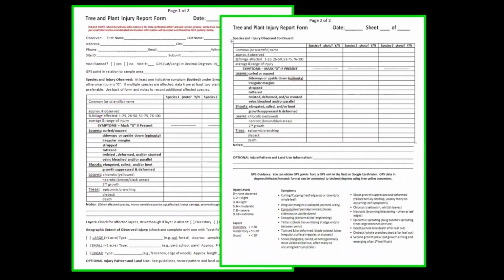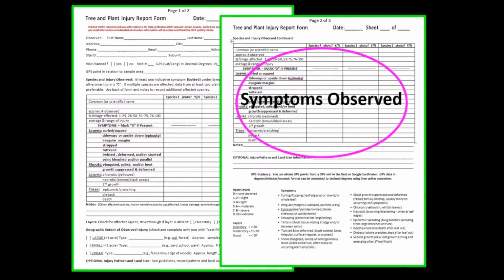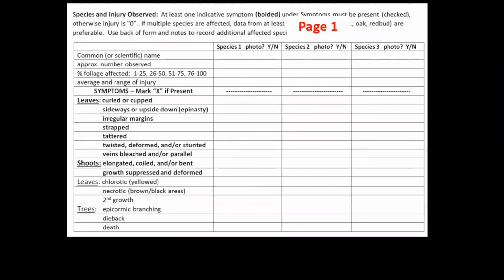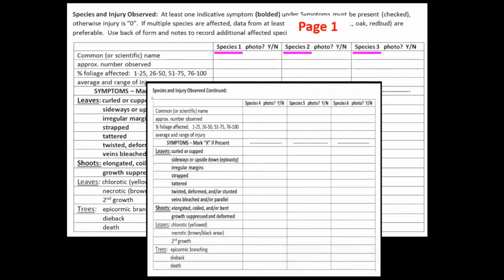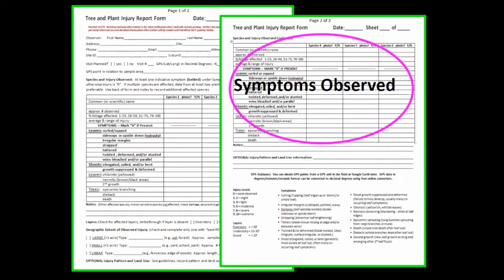Now, the second page is much simpler. The second page of the form is simply a place to record symptoms observed on more species. To give you a closer look, this is what that symptoms section looks like on page 1. You'll notice there are opportunities to record data for 3 species. If we bring in page 2, you'll see that there's an opportunity to record the same information for 3 more species. So one sheet can be used to record data for up to 6 species.